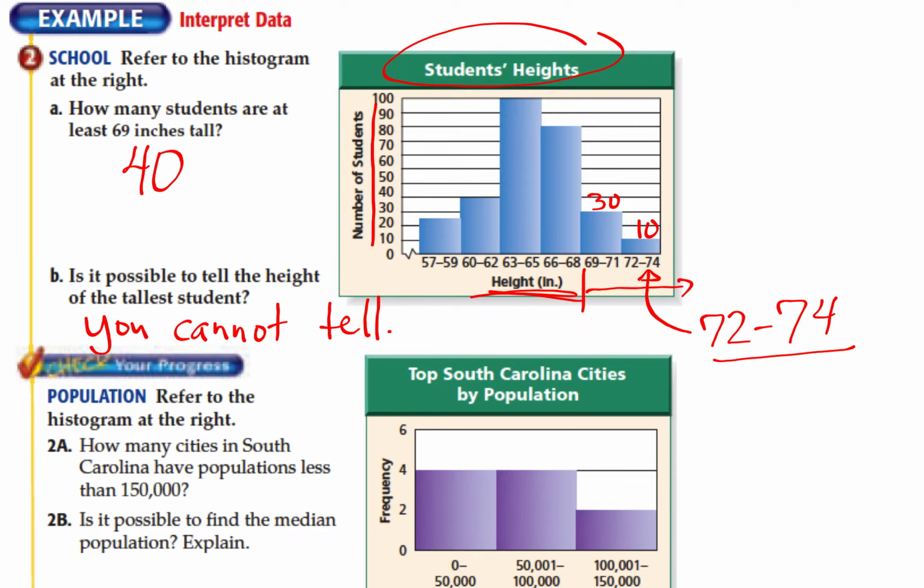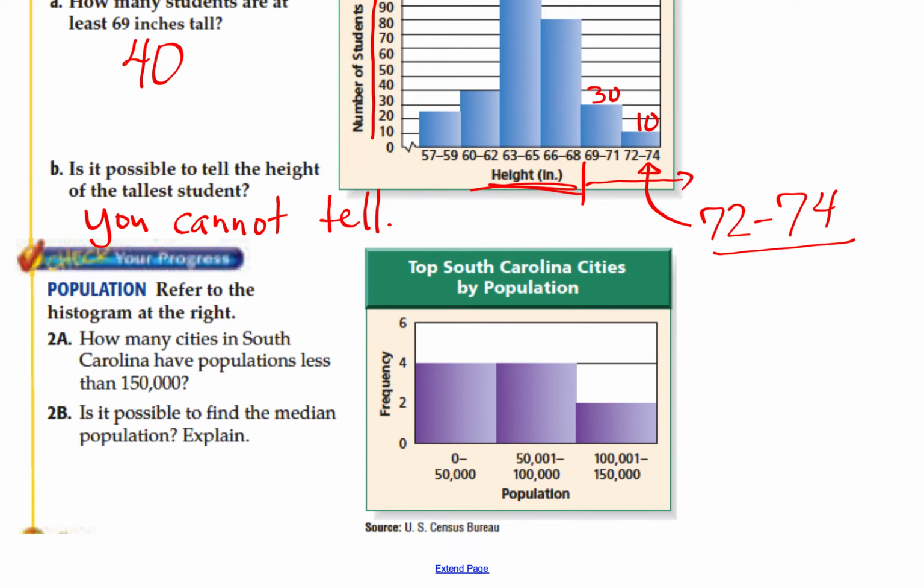Okay, next example. First, when you read a graph, read the title. Top South Carolina cities by population. Look at the x-axis. We've got 0 to 50,000, 50,001 to 100,000, and 100,001 all up to 150,000. And then read the y-axis, frequency: 0, 2, 4, and 6.